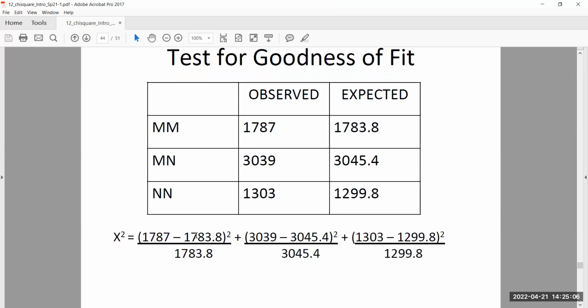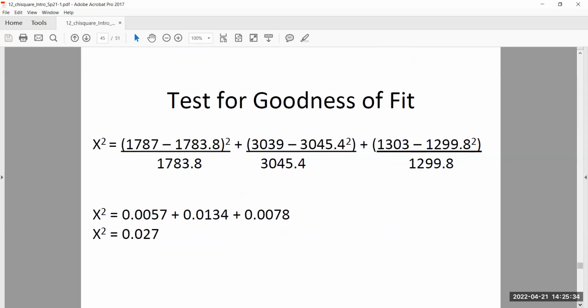We're going to take 1787 minus 1783.8. We're going to square that and divide it by the expected. Same thing for each of these 3 pairs of values, always dividing by the expected. And our last one, 1303 minus 1299.8. We're going to square that and then divide by the expected, 1299.8. All right, so we're going to do all these calculations, add those 3 terms up, and we're going to get chi-squared equals 0.027. So we had our null and alternate hypothesis, and we calculated our test statistic.